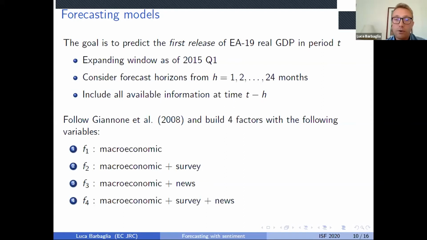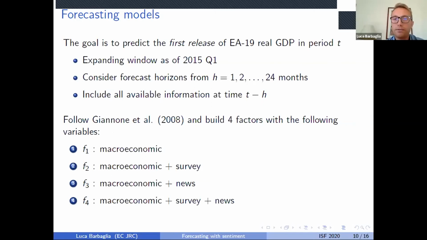We built 4 different factors using a different combination of the data sets that I presented before. We will have one factor built only out of macroeconomic information, the second one here built with macroeconomic information and news, the third one including surveys, I'm sorry. And the fourth factor includes all the information available. We have macroeconomic, survey-based sentiment indicators, and news-based sentiment indicators.